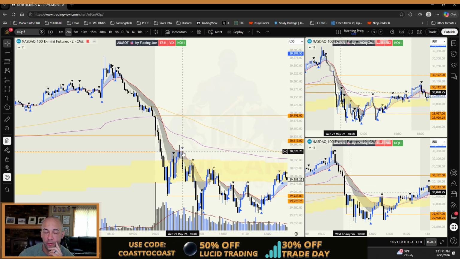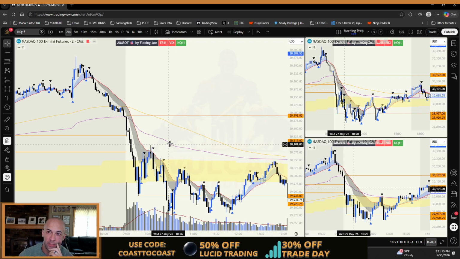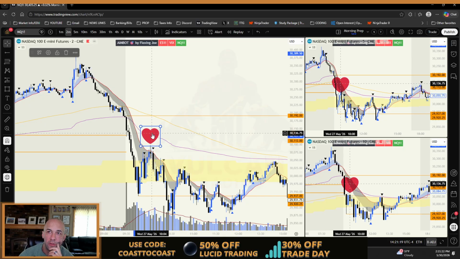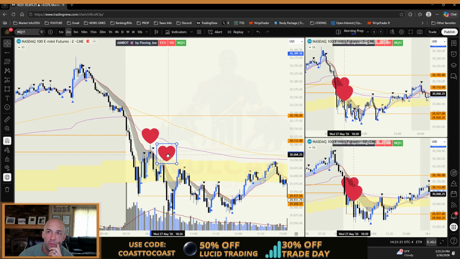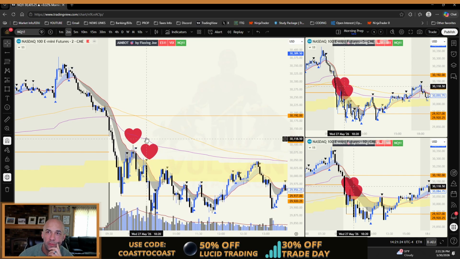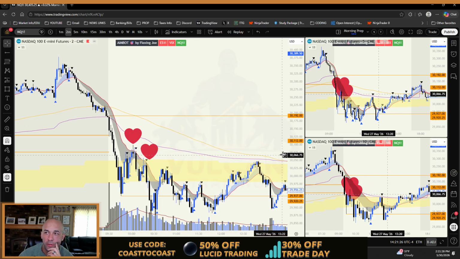ORB is set after this candle. First 2-minute 20 interaction after the ORB is set. Money. Second ORB interaction. Money. Works on both the upside and the downside. So money. Clone. Money. I don't know why money. I'm putting a heart there.